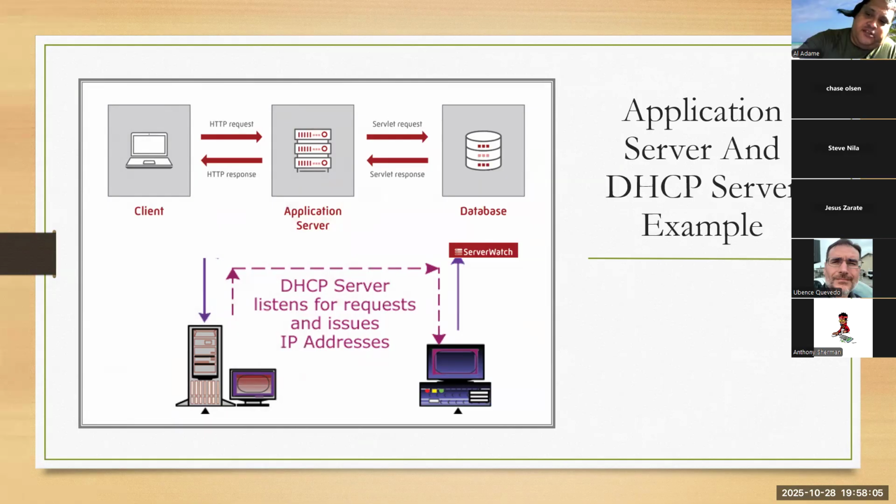So the DHCP server listens for the request and issues the IP address to the machine, reacts to the server's request, sends the data.